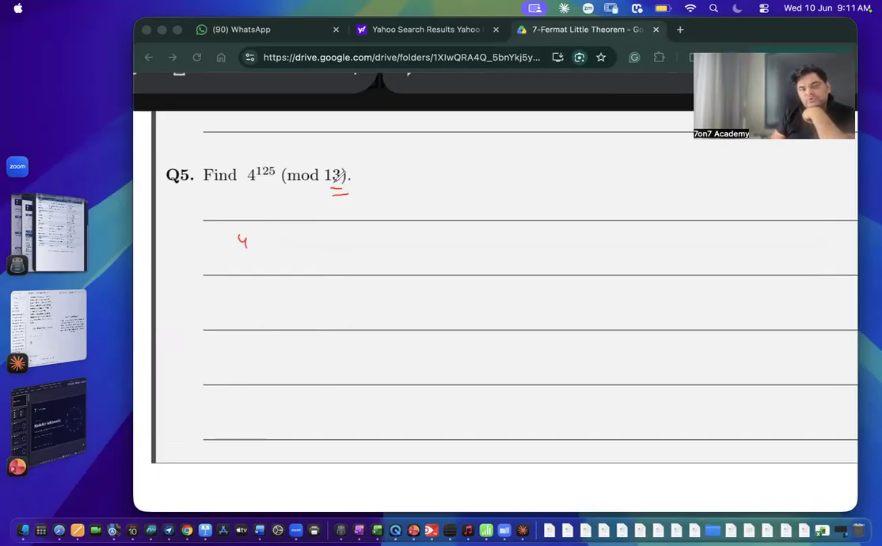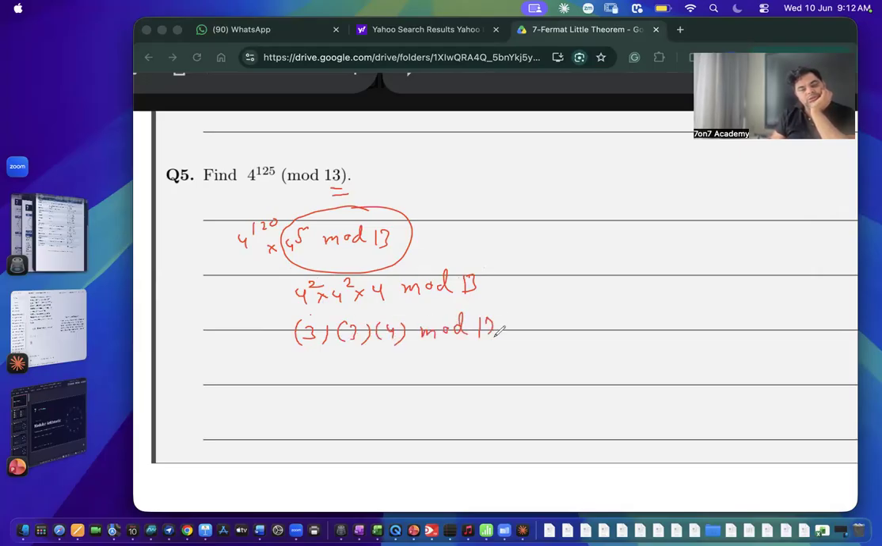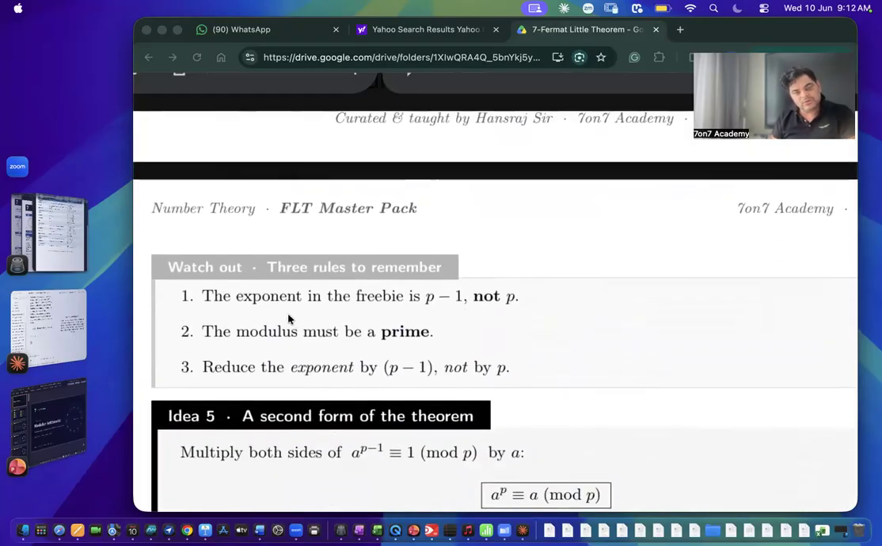So I think 4 raised to a multiple of 12, so it has to be 120. So 4 raised to 120 into 4 raised to 5 mod 13. 4 raised to 5 mod 13, how will you evaluate? The theorem does not work here, as this is not one lesser. So how will you get the remainder when divided by 13 of 4 raised to 10? You can write 4 square into 4 square into 4 mod 13. This would give 3, 3, and this would give 4. So 9 into 4 is 36 mod 13. This value is what? You get 10, no? So the remainder is 10. Sometimes it is not directly given to you, so you have to find the way to calculate.